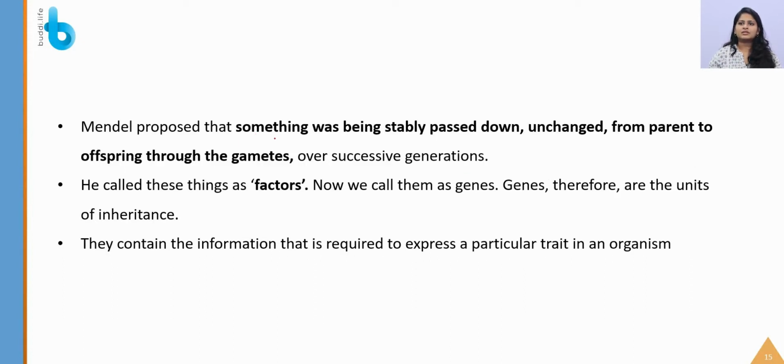So Mendel proposed that something was stably being passed down unchanged from parent to offspring through gametes, over successive generations. Now we call them genes, but Mendel called them factors. So what did Mendel call genes? He called them factors, and he said that something is being passed down stably through generations, through gametes, from the parent to offspring. Now we call that genes. They contain the information that is required to express a particular trait in an organism.